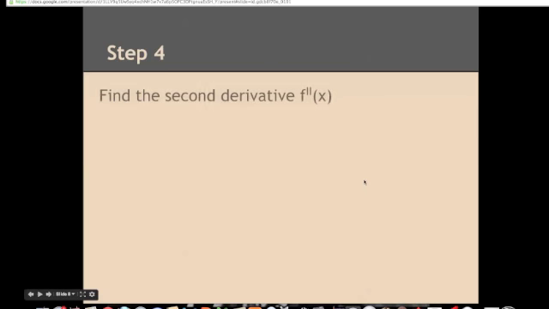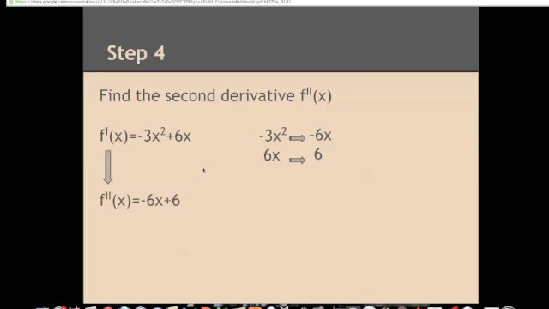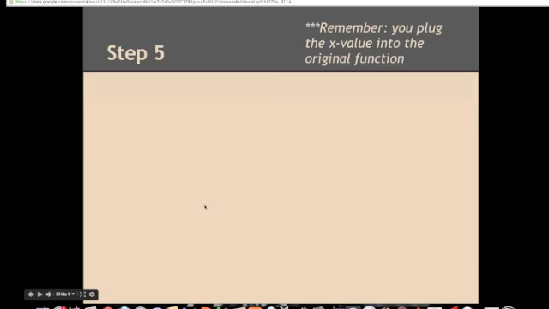So now we want to find our second derivative, and we use our same deriving powers that we all have, and thank Ms. Bethan so much for understanding. And we get negative 6x plus 6. That's right. Next, this will be important in the next slide.